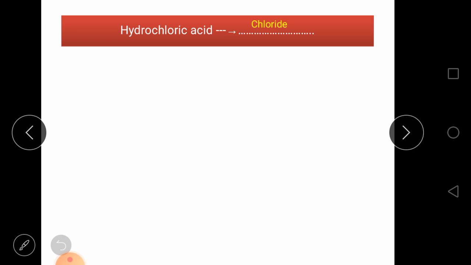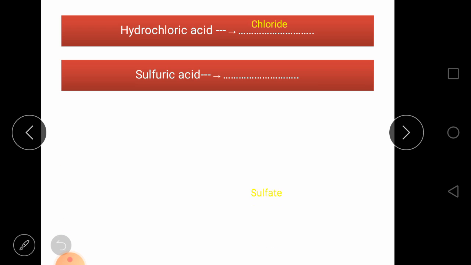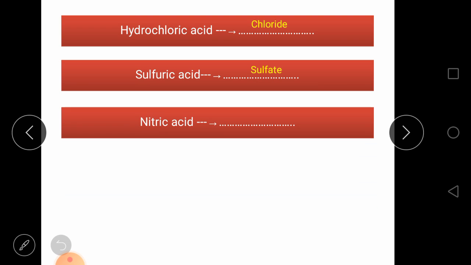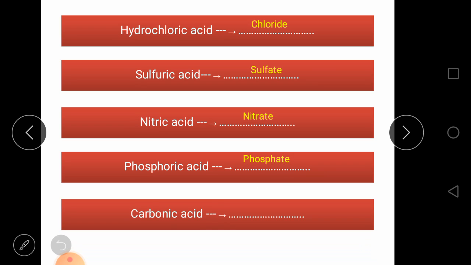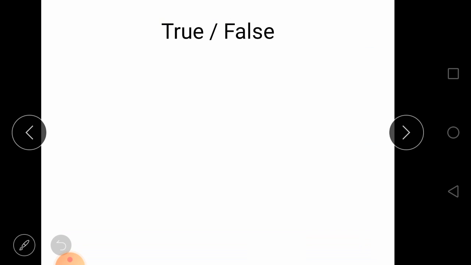Hydrochloric acid gives chloride salt. Sulfuric acid gives sulfate. Nitric acid gives nitrate. Phosphoric acid gives phosphate, whereas carbonic acid gives either carbonate or bicarbonate. Let's go to the next type of questions, which is true or false.